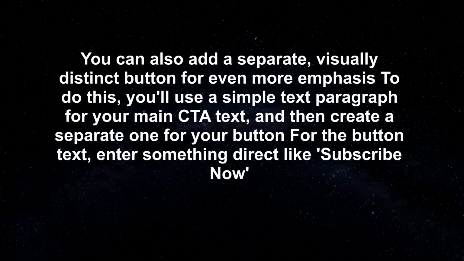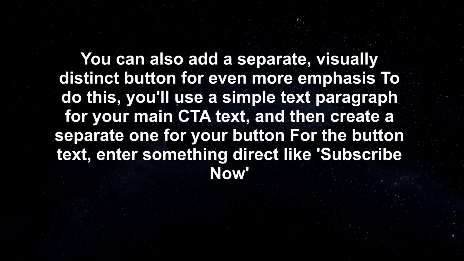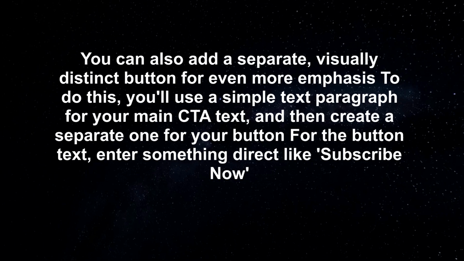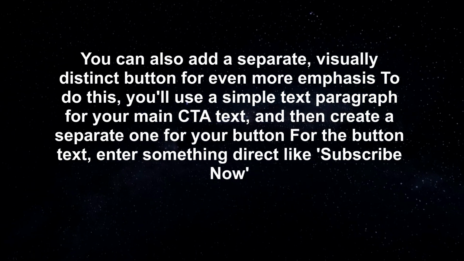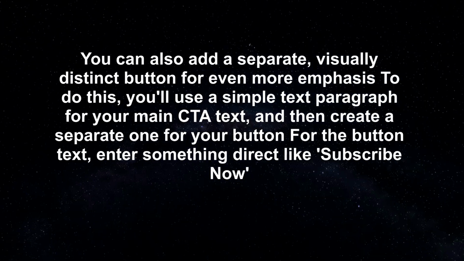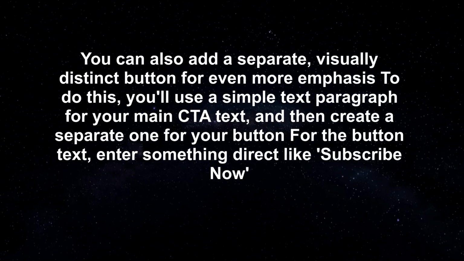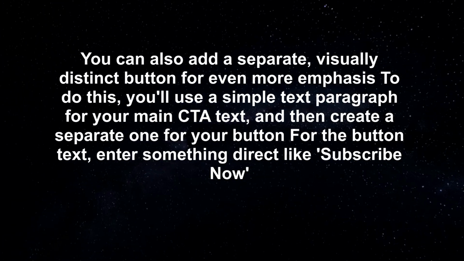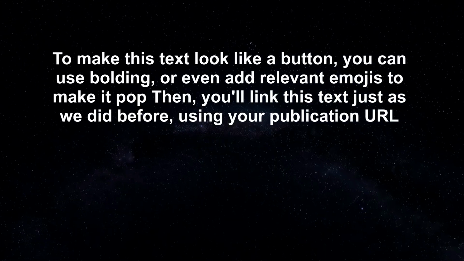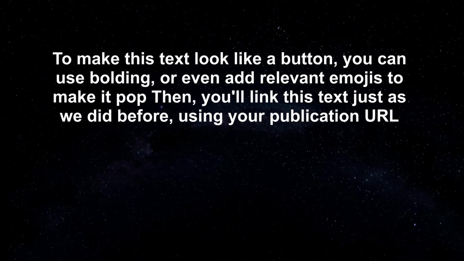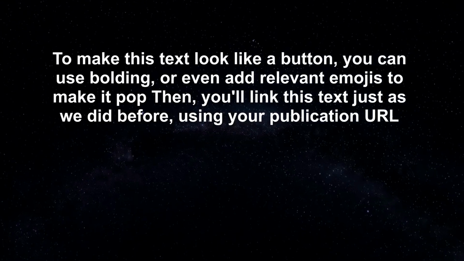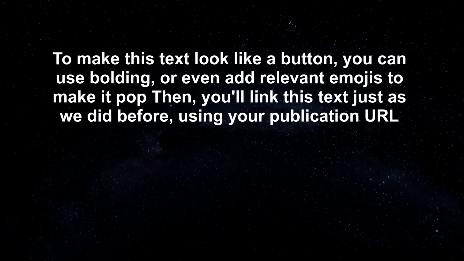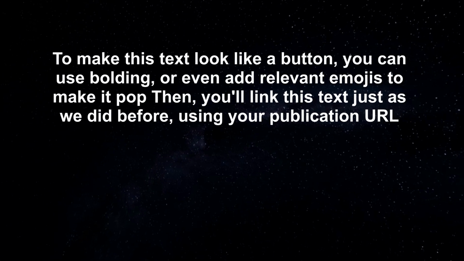You can also add a separate, visually distinct button for even more emphasis. To do this, you'll use a simple text paragraph for your main CTA text, and then create a separate one for your button. For the button text, enter something direct like "Subscribe now." To make this text look like a button, you can use bolding or even add relevant emojis to make it pop. Then, you'll link this text just as we did before, using your publication URL.